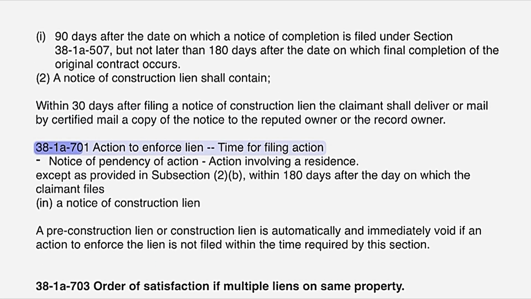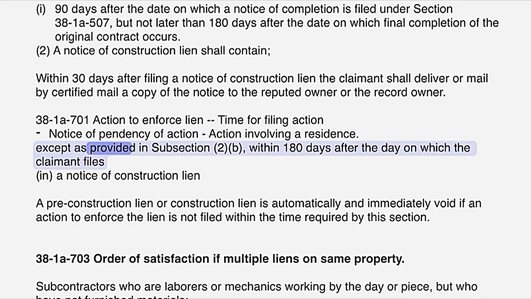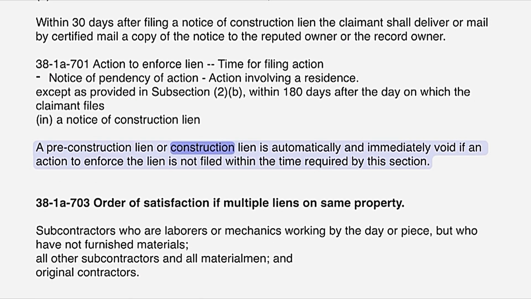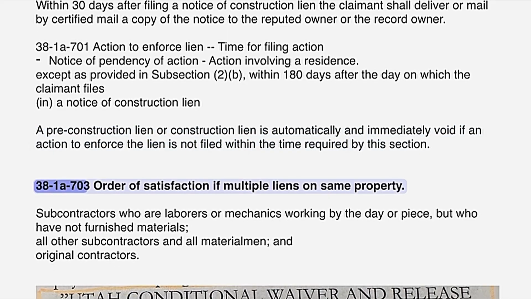38-1a-701, action to enforce lien. Time for filing action. Notice of pendency of action. Action involving a residence. Except as provided in subsection 2(b), within 180 days after the day on which the claimant files a notice of construction lien. A preconstruction lien or construction lien is automatically and immediately void if an action to enforce the lien is not filed within the time required by this section.